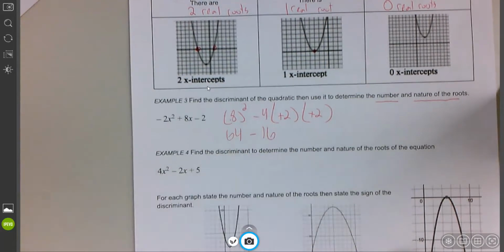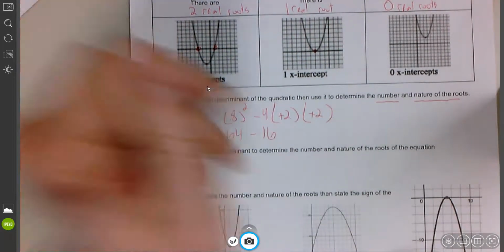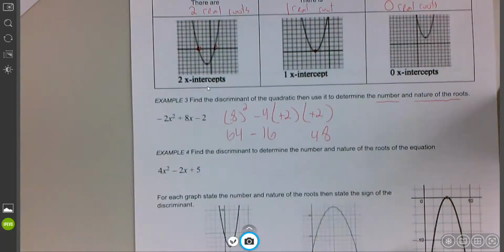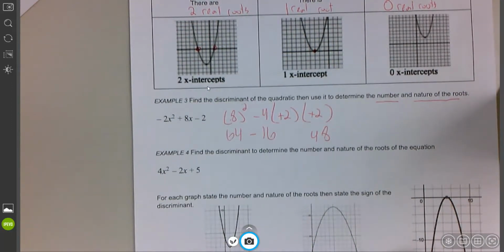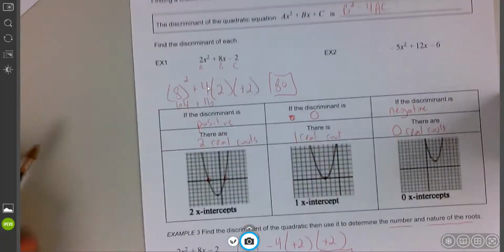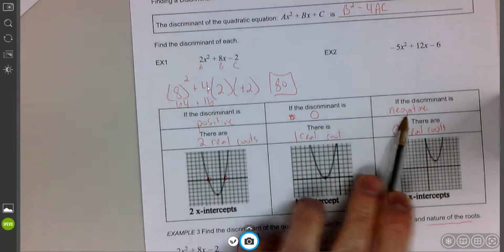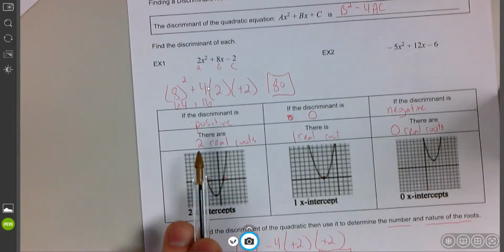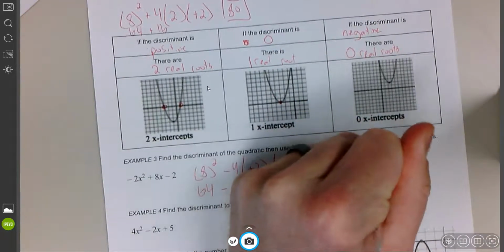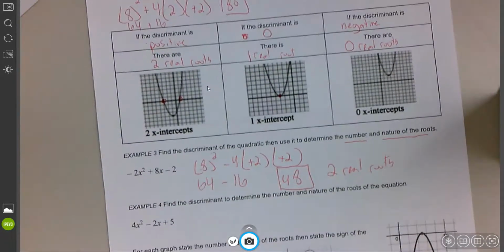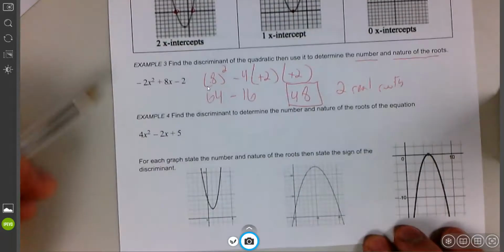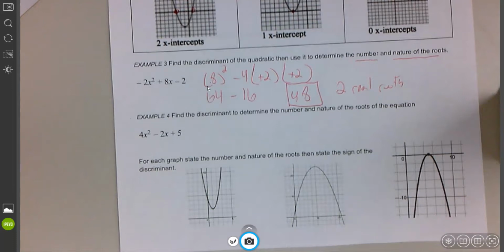64 minus 16 is 42? Nope, 48. Sorry, mental math, Mr. Edwards. Here we go. So that tells us the discriminant is 48. Now we come up here. Is that positive, 0, or negative? It's positive. So that means there are 2 real roots. 48, 2 real roots. We're dancing. We're done. That's all it takes. Find the discriminant, match it to the table. I'll leave example 4 for you to do, something for me to grade.